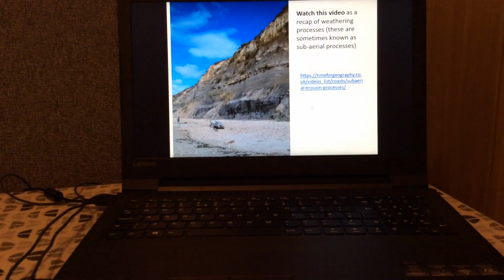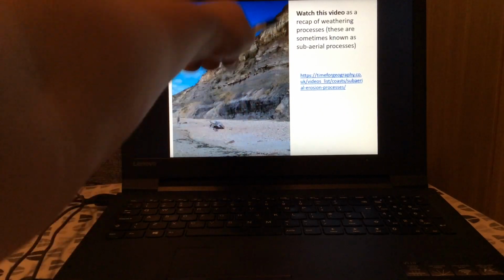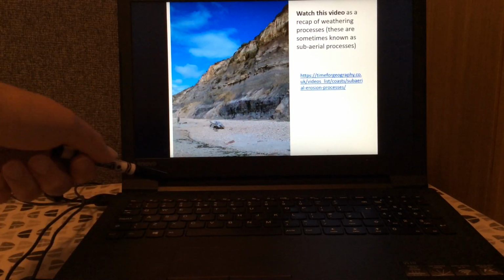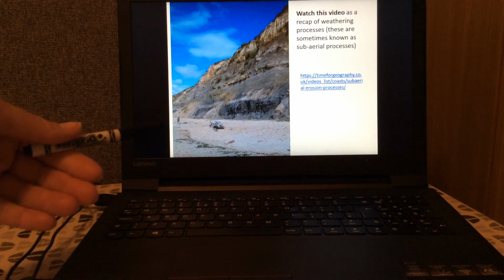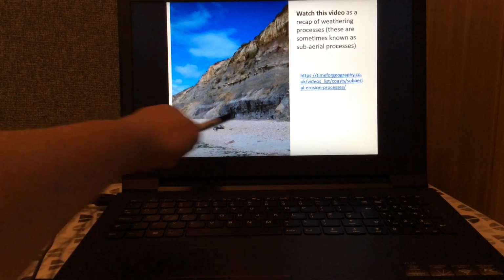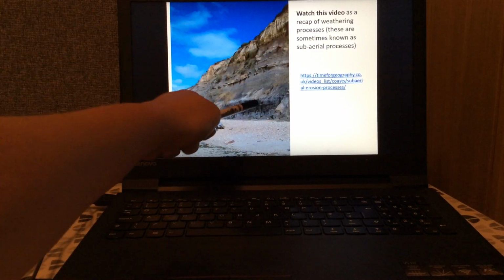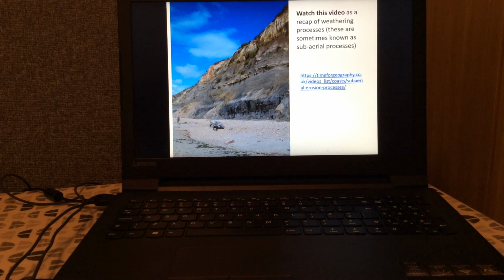Okay, and if we're talking about the coast, on this beach in this photo, for example, these sorts of weathering processes could be happening anywhere on this cliff face. The sea itself doesn't weather. The sea erodes, and we'll talk about that in a minute. But the sea can only erode this bottom bit of the cliff down here. All of this can be affected by weathering, by those processes I've just talked about.